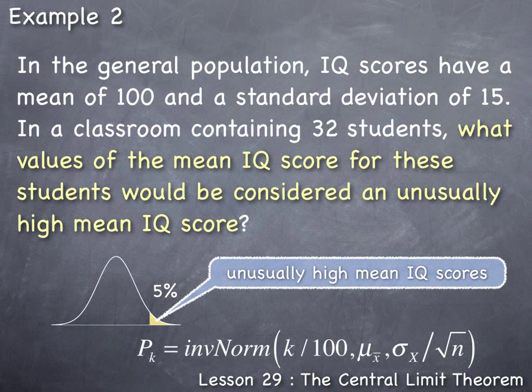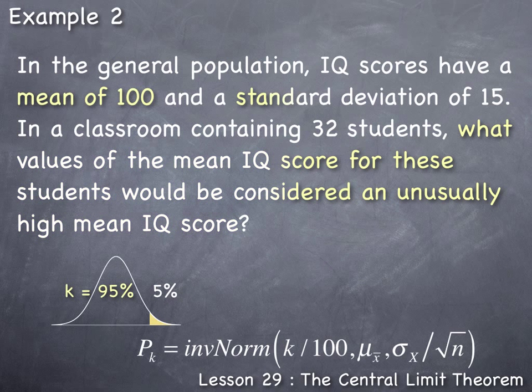In this case, we only are looking at the unusually high mean IQ scores, so that is the IQ scores that are in this upper 5%. The inverse norm command requires the percentage that is less than that. So if we take 100 minus 5%, we'll find that there's actually 95% that are less than that particular value. Thus, the k would be 95.